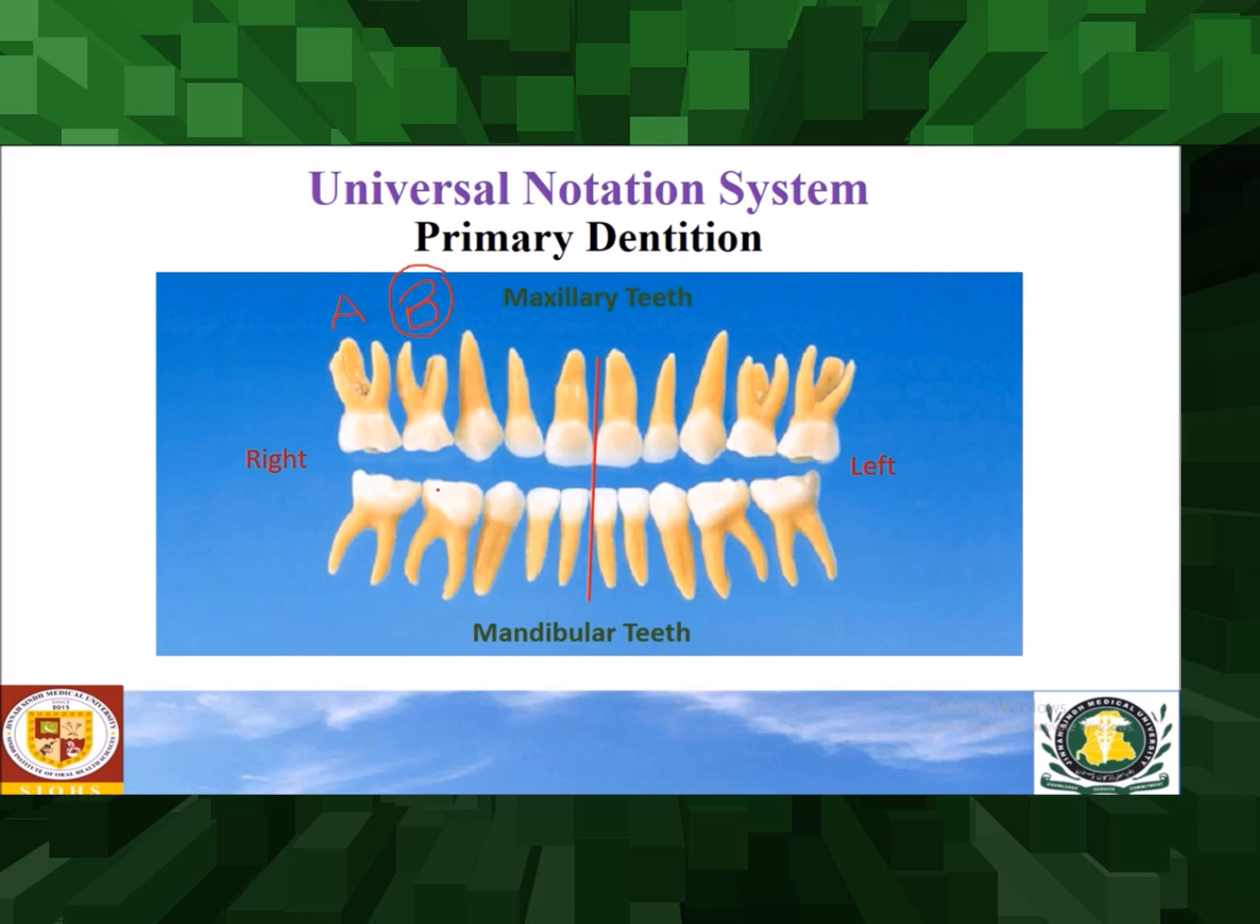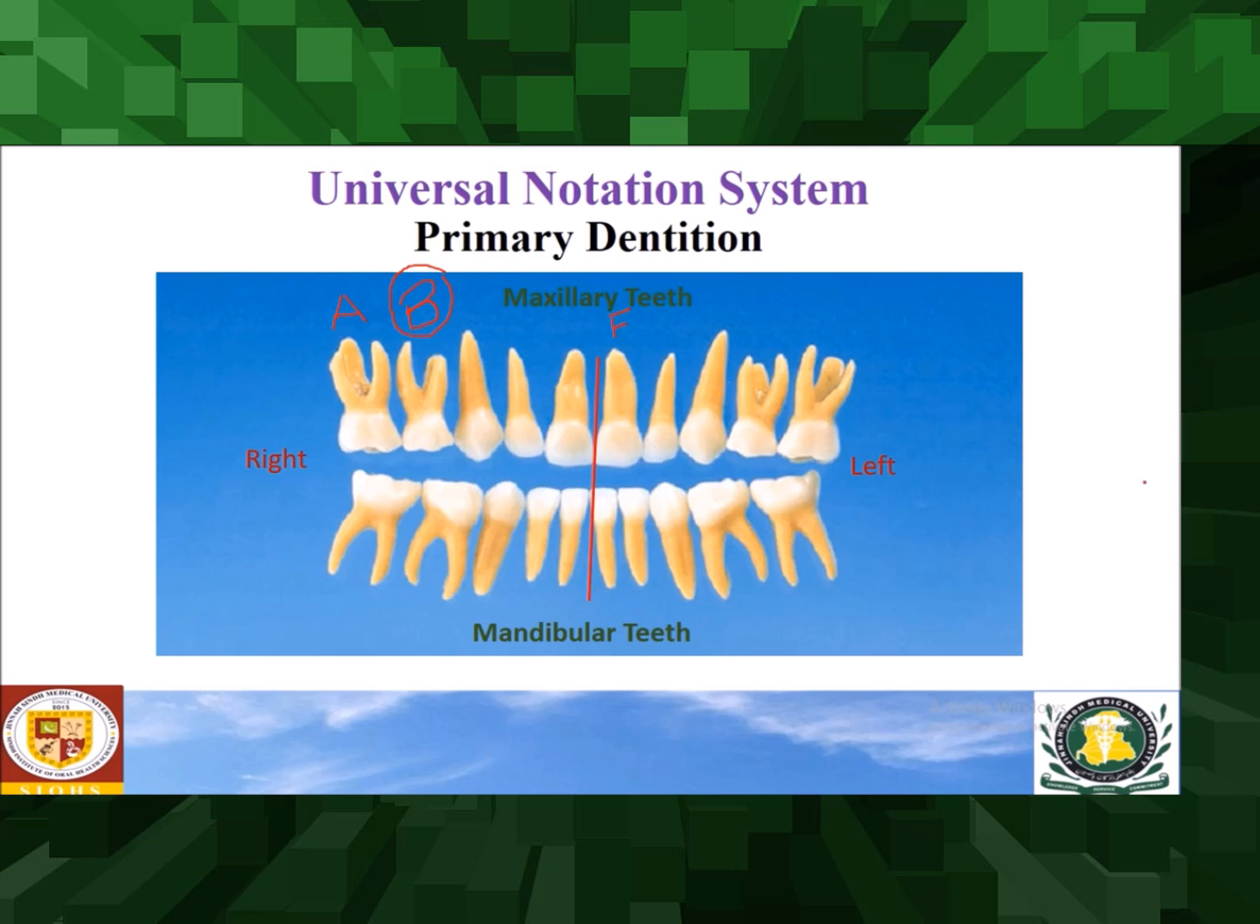Now for the next tooth, the left maxillary central incisor. This tooth is the left maxillary central incisor. For the left maxillary central incisor, the alphabet is F, in the capital letter. So B, after B it comes C, D, E and F. So this is for the left maxillary central incisor.